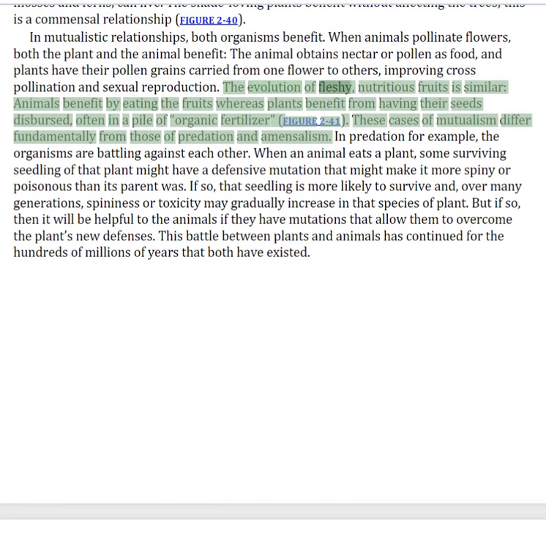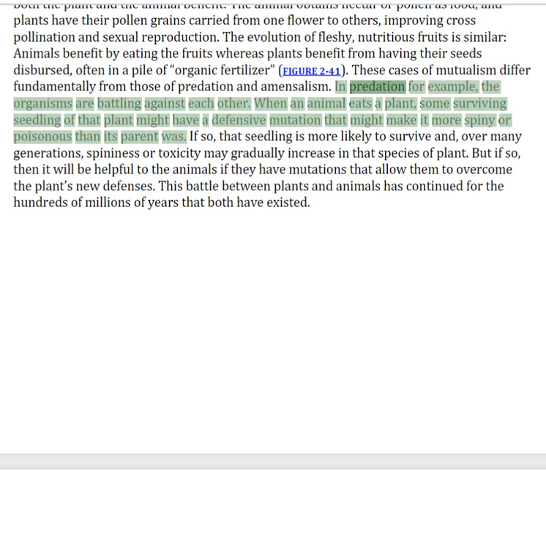The evolution of fleshy, nutritious fruits is similar. Animals benefit by eating the fruits, whereas plants benefit from having their seeds dispersed, often in a pile of organic fertilizer. These cases of mutualism differ fundamentally from those of predation and amensalism. In predation, for example, the organisms are battling against each other.